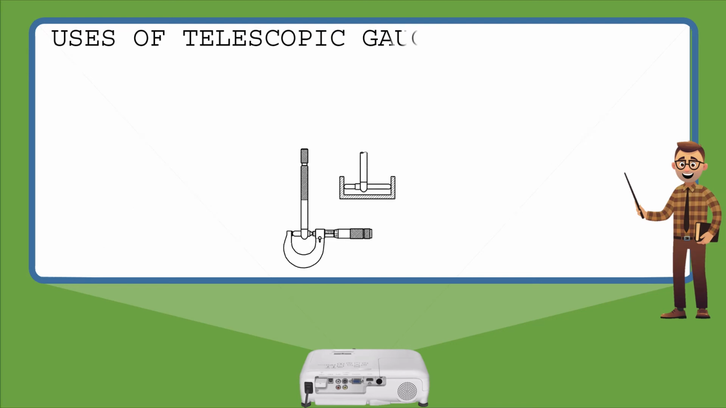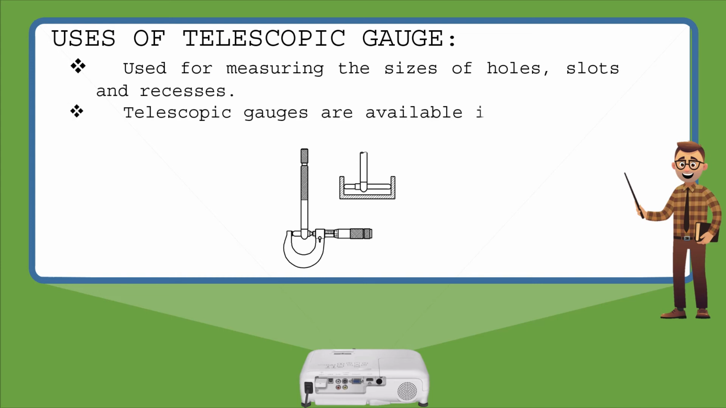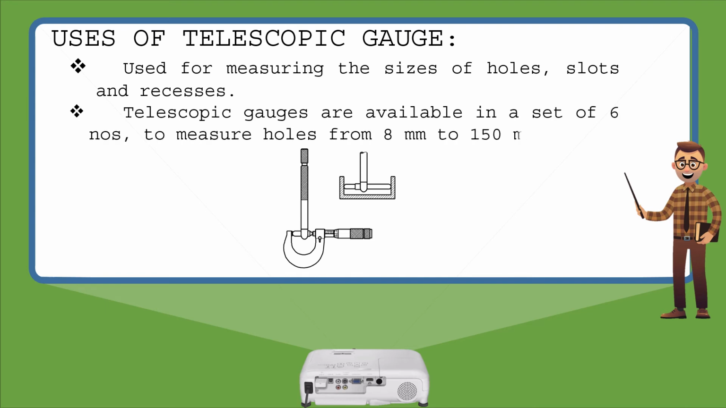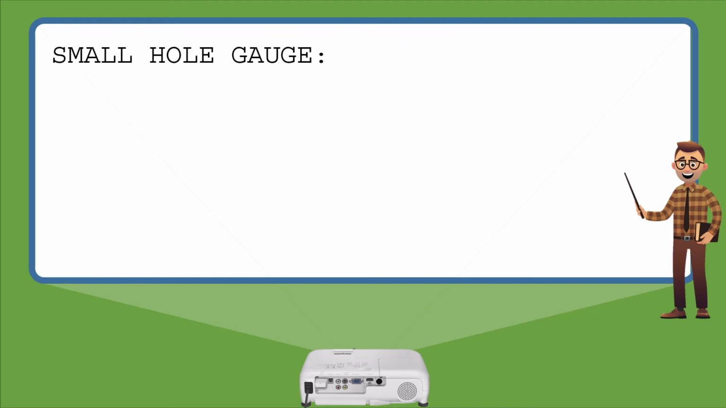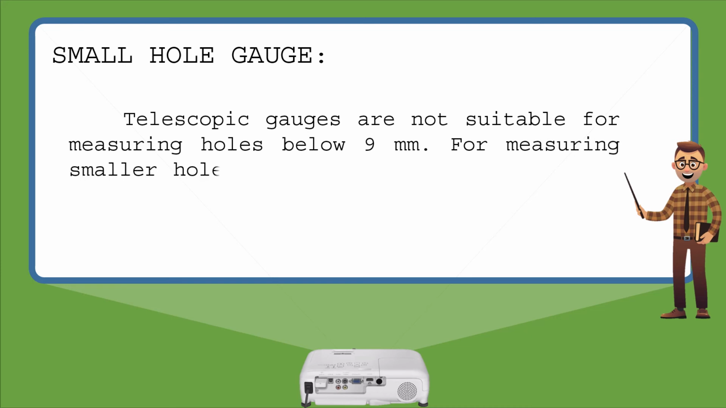Telescopic gauges are used for measuring the sizes of holes, slots, and recesses. Telescopic gauges are available in a set of 6 numbers to measure holes from 8 mm to 150 mm. The second type is small hole gauge. Telescopic gauges are not suitable for measuring holes below 9 mm. For measuring smaller holes and slots, small hole gauges are used.